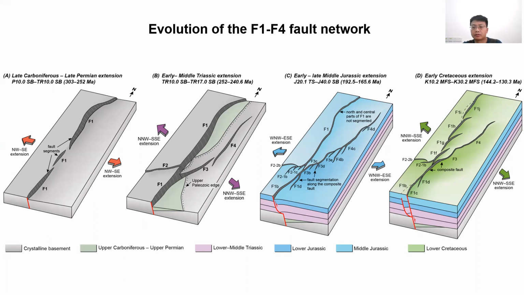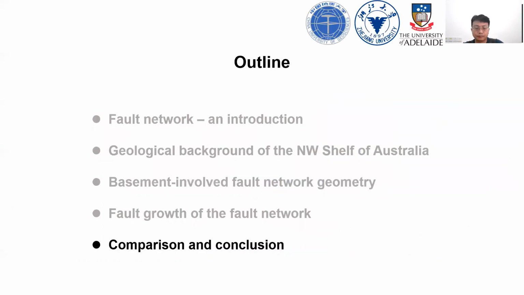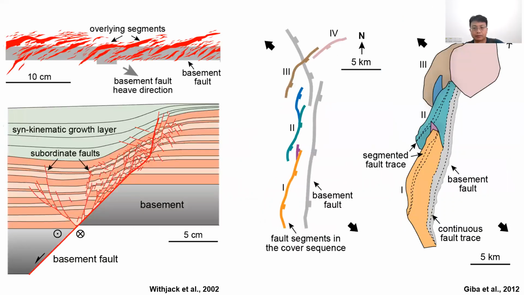In the lower Cretaceous extension, the reactivation developed the continuous segment of F1C, F3, and F4 as a composite fault. But in the footwall, F1G, F1F, F1H, and F1J were left as left stepping fault segmentation. So we then compare with other examples, and then we conclude how the faults in 3D were characterized in our fault network development.